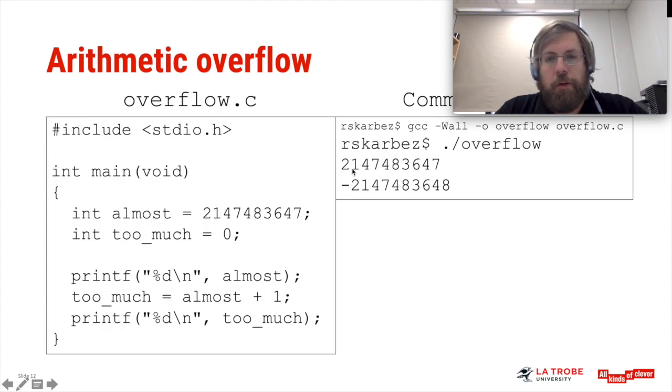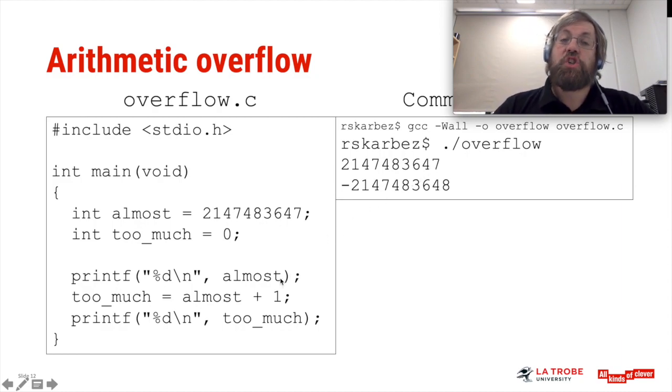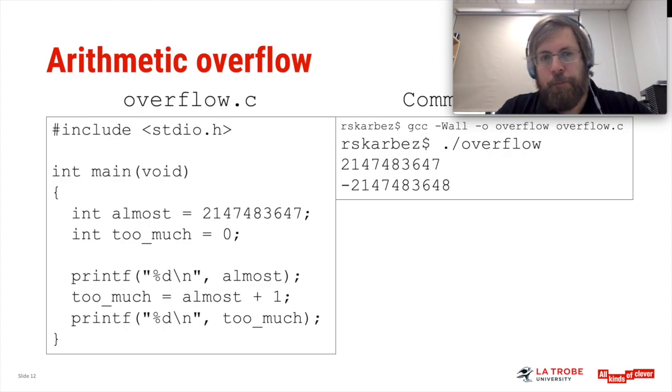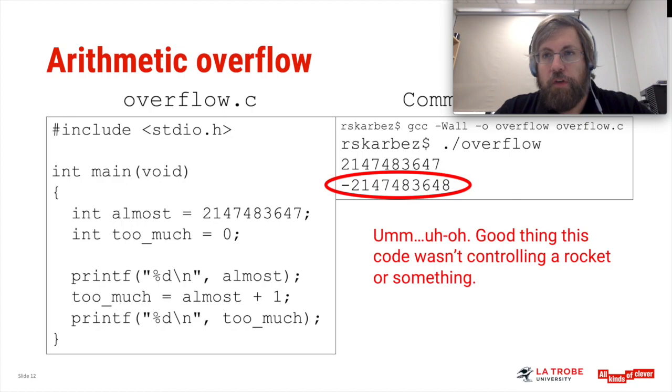It's 2,147,483,647. If we add 1 to it, we should get 2,147,483,648. But instead, we get negative 2,147,483,648. We are wrong by literally the maximum amount possible because of arithmetic overflow. The sign bit has been flipped when it shouldn't have been. Good thing this code wasn't controlling a rocket or something, because we're wrong by a lot.